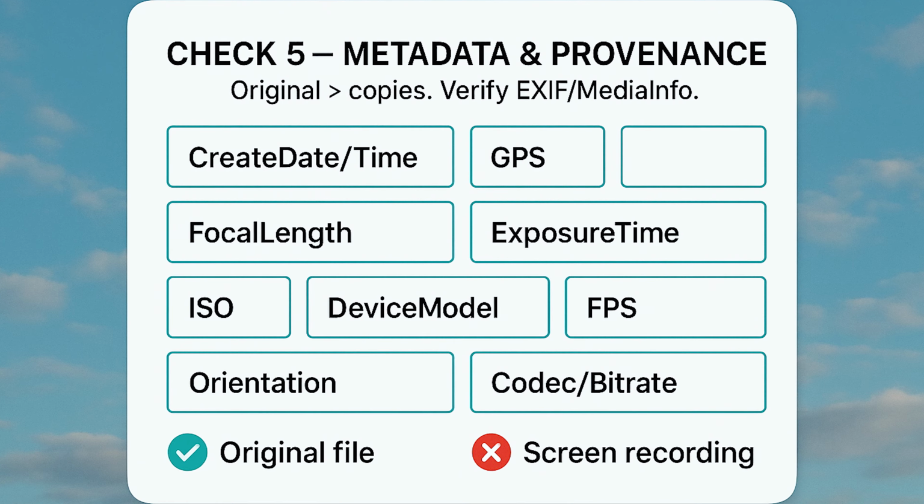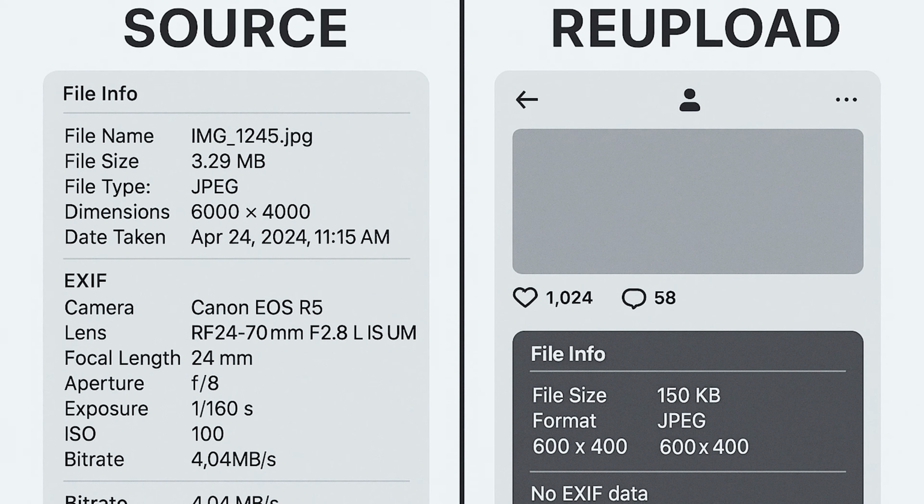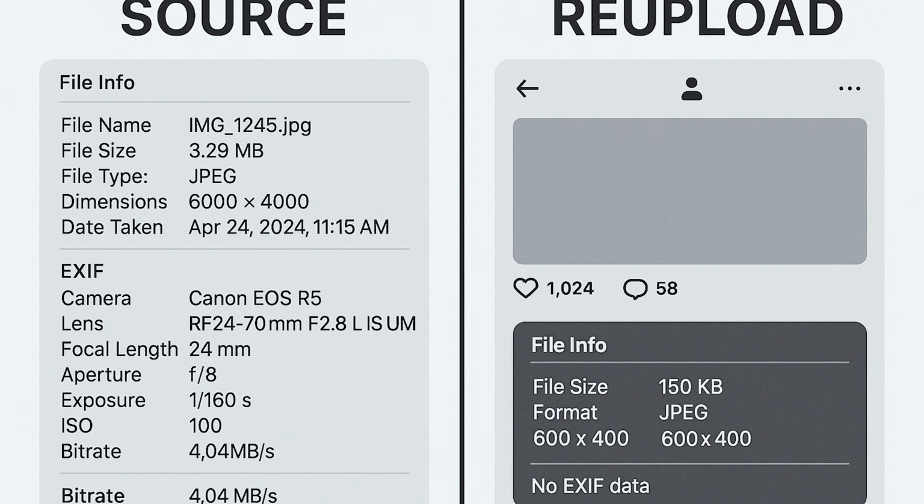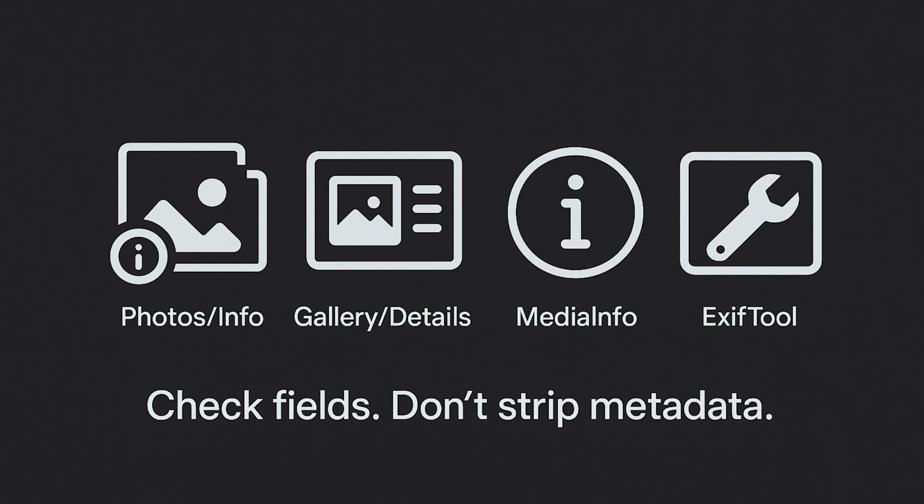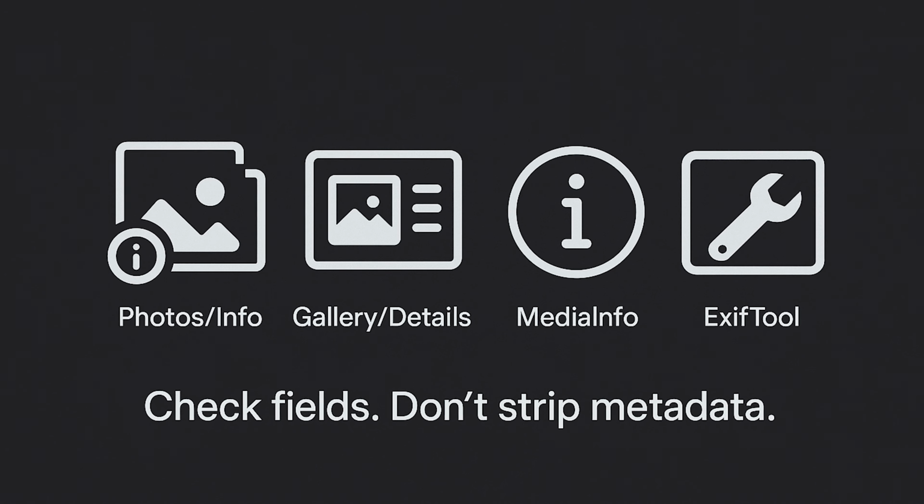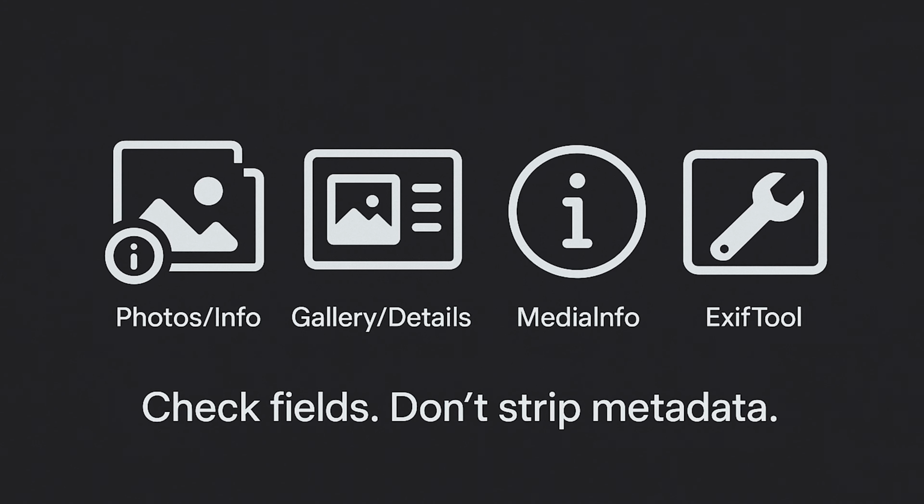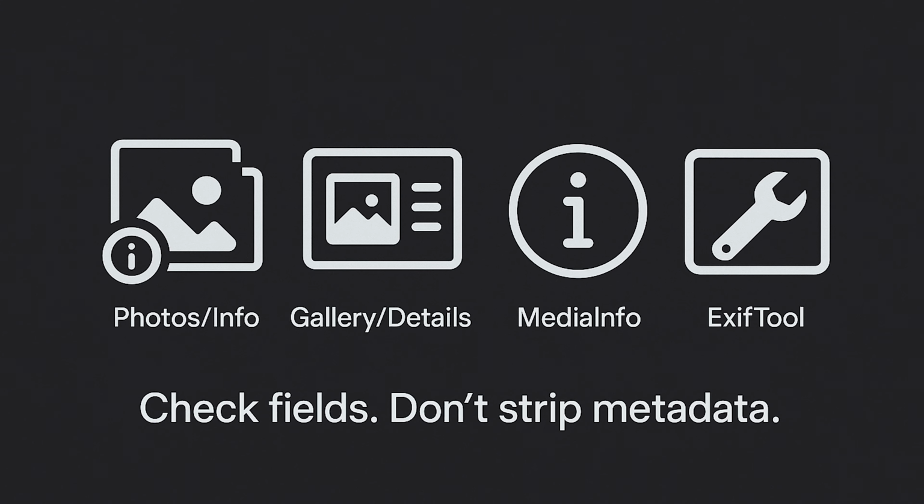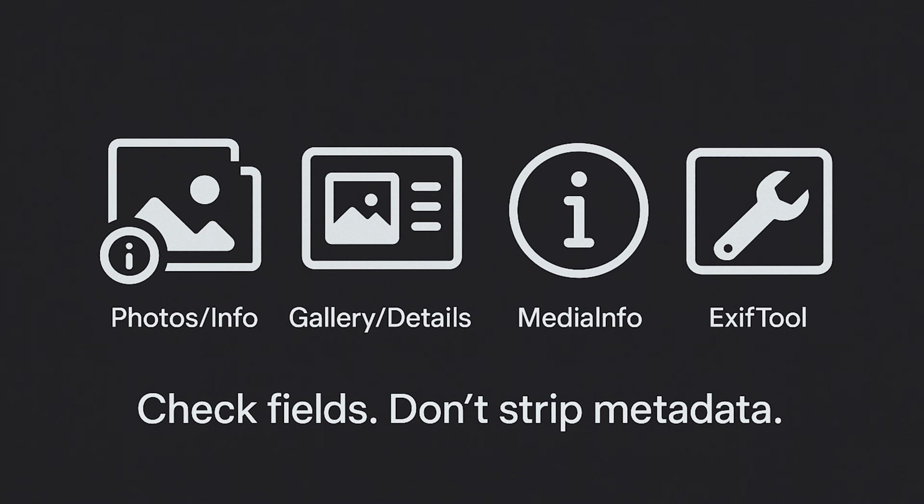Check 5. Metadata and provenance. Fifth, metadata. Originals matter. Ask for the source file, not a screen recording. QuickTime/EXIF fields to check: CreateDate, GPS, focal length, exposure time, ISO, device model, orientation, frame rate, codec or bitrate. Multiple recompressions, missing creation time or vertical video screen caps, that weakens the claim. Score it: +1 if original file and sane metadata.